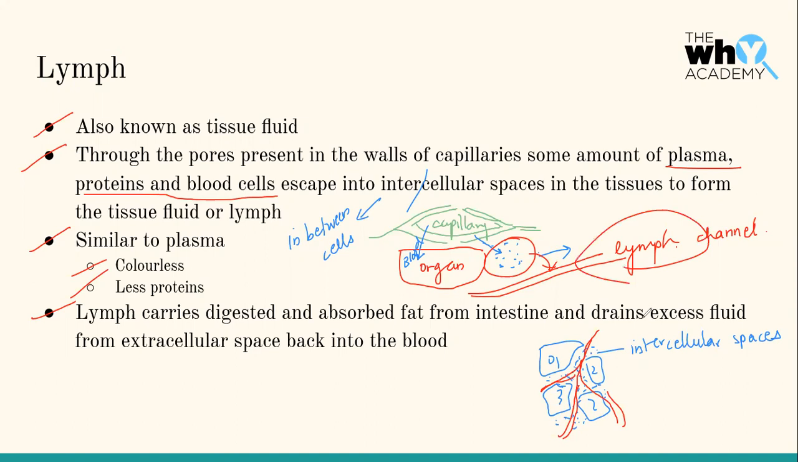That's why it is similar to plasma, and that's why it is colorless, because the amount of red blood cells which come out is relatively lower. Not that many will seep out compared to plasma and other salts or waste materials.